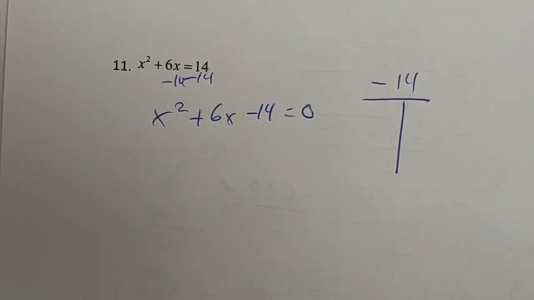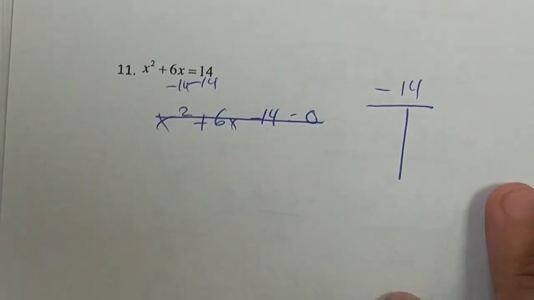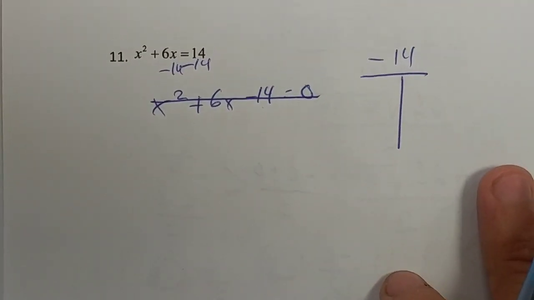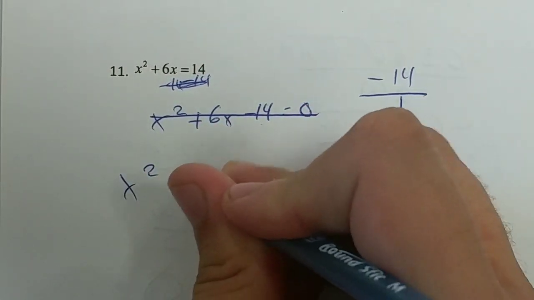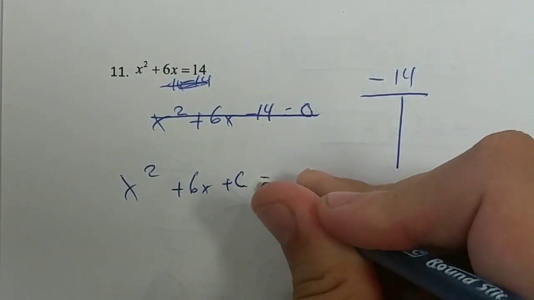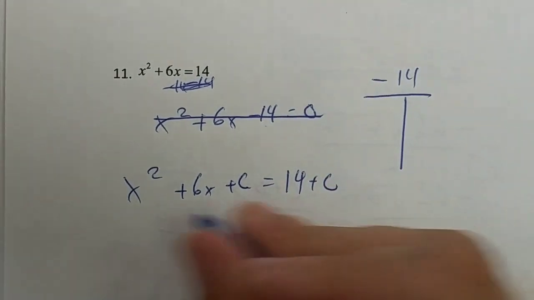Let's see. There's only -7 and 2, and 2 and -7. And then there's only... Oh, I can't do factoring. What a shame. Oh, so I'm forced to complete the square. Sometimes that happens. Sometimes you have a wish and you can't make it happen. So, x squared plus 6x plus c equals 14 plus c.